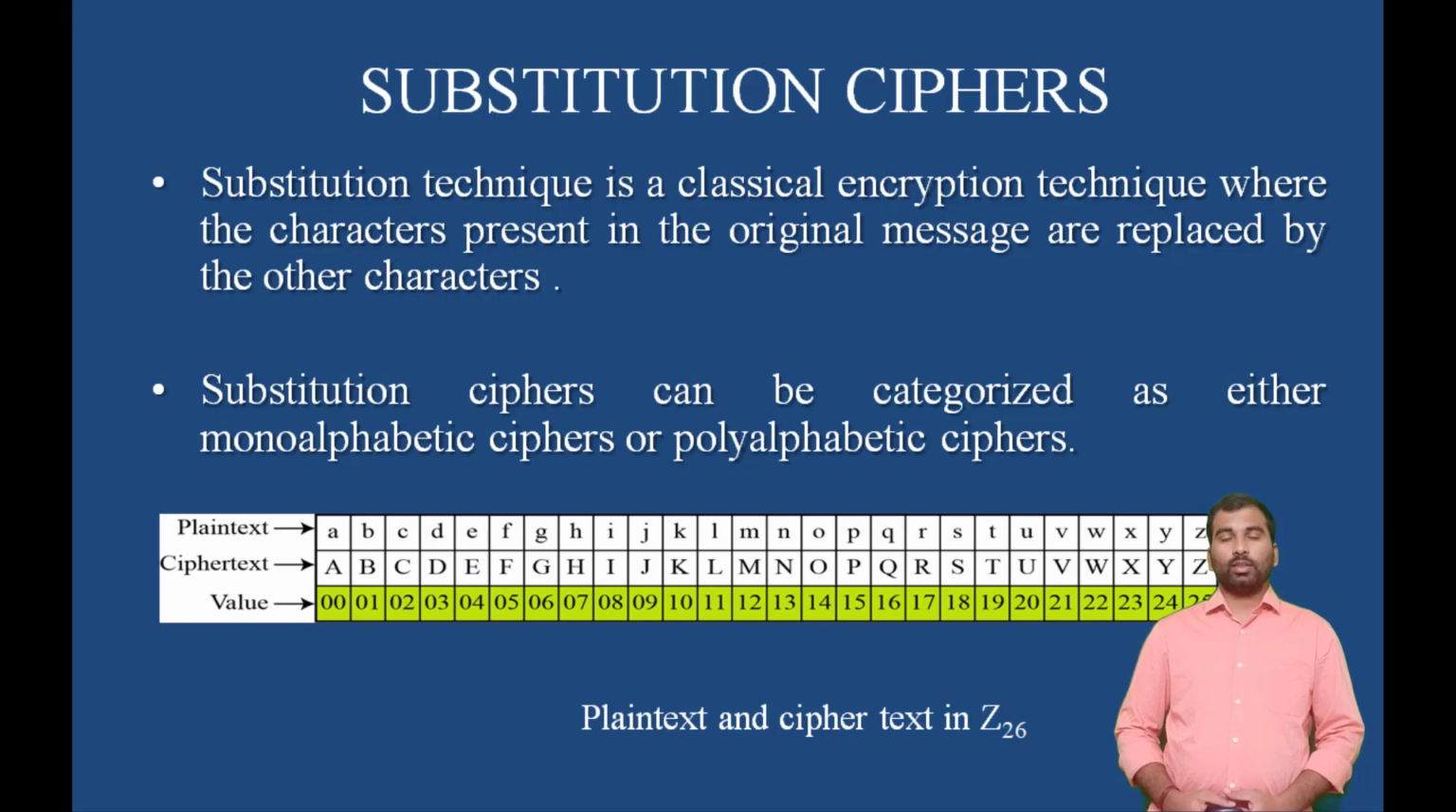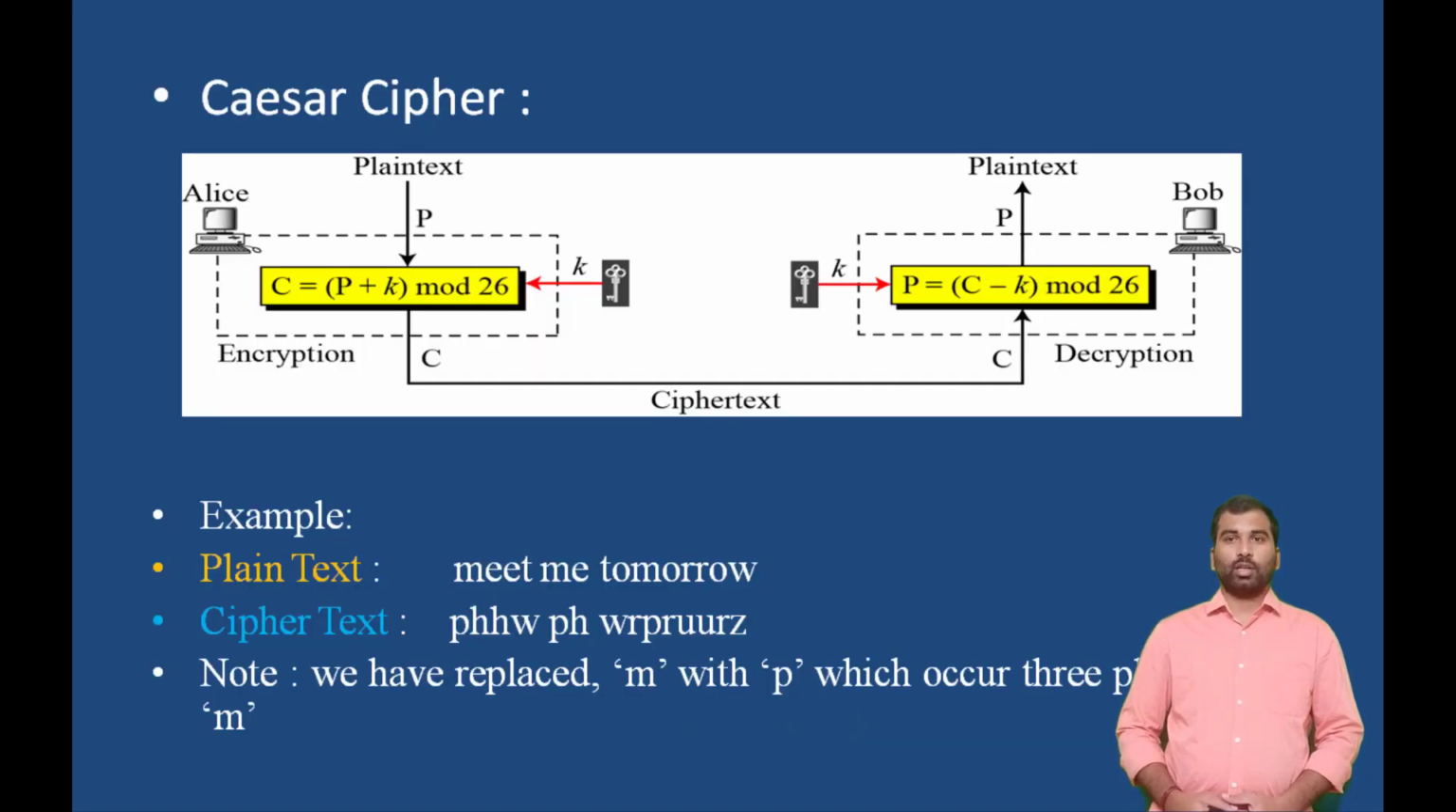So coming to the Caesar cipher, this is the simplest substitution cipher by Caesar. In this substitution technique, to encrypt the plain text, each alphabet of the plain text is replaced by the alphabet 3 places further on. And to decrypt the ciphertext, each alphabet of the ciphertext is replaced by the alphabet 3 places before it. So you can see the example here.